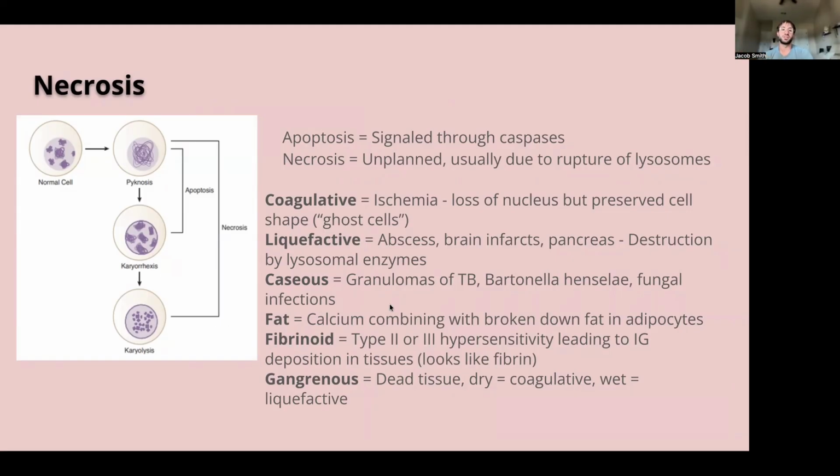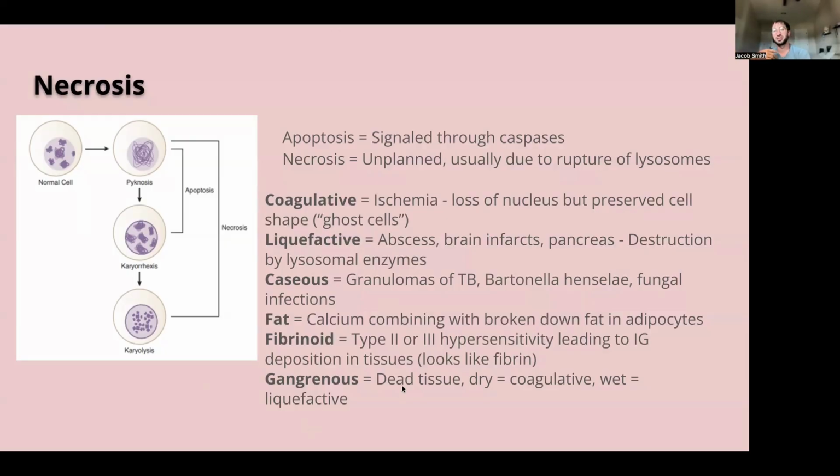After that, we have caseous necrosis. Caseous just means cheese-like. It's a mixture of coagulative and liquefactive necrosis. And this is almost always seen in granulomas. Usually you see caseating granulomas. This is characterized by tuberculosis, Bartonella, which is cat scratch disease, and then fungal infections. Fat necrosis, it's usually when a fat cell gets damaged, usually traumatically. So classic case is when a woman accidentally runs into a wall or a door, hits her breast, and some of the fat in that breast will actually break, and then calcium is going to combine with it to make a hard mass, and that's fat necrosis.